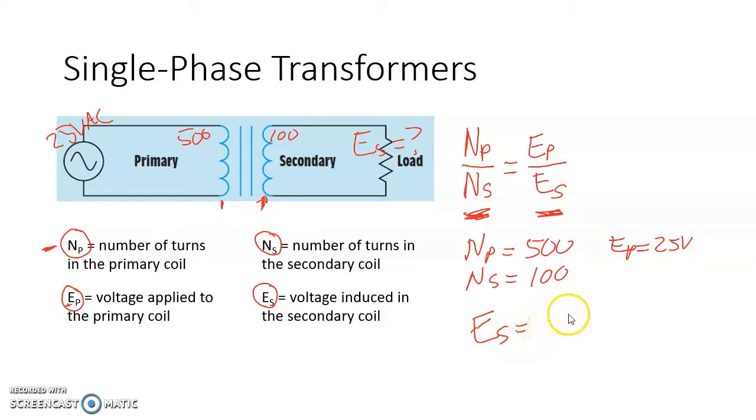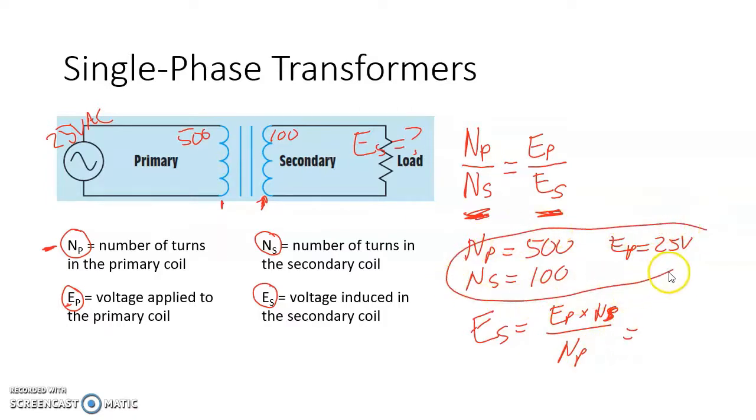secondary voltage equals primary voltage times the number of turns on the secondary, my mistake, divided by the number of turns on the primary. And if we do this math with these inputs, we get the secondary voltage of 5 volts. So we have 25 volts coming in, we have 5 volts coming out. That means this transformer is a step-down transformer.